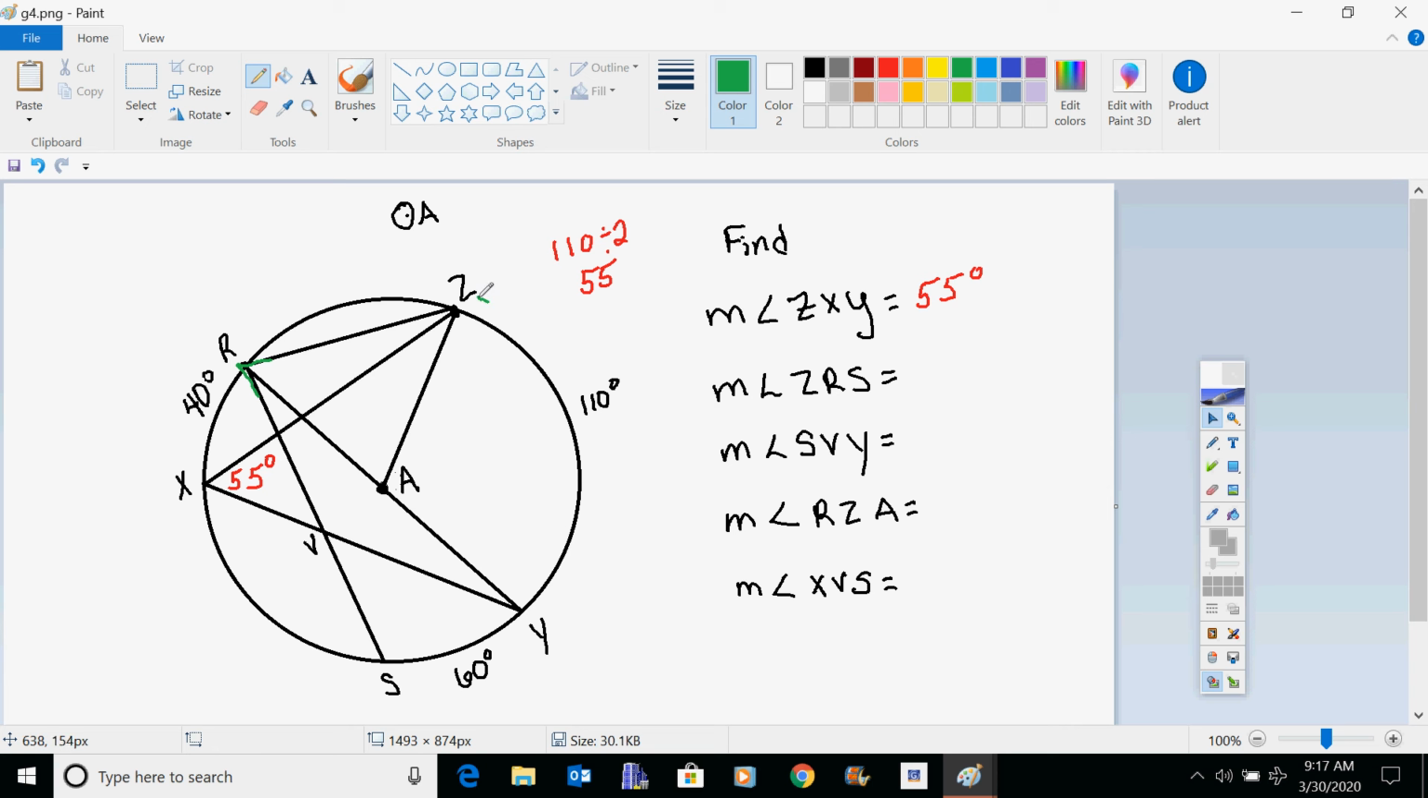Now we have an intercepted arc here that goes all the way across here. So that intercepted arc would be 110 plus 60, which would give you 170. So if this intercepted arc is 170 and this is half of the intercepted arc, you're really taking 170 divided by 2. And that will give you 85.